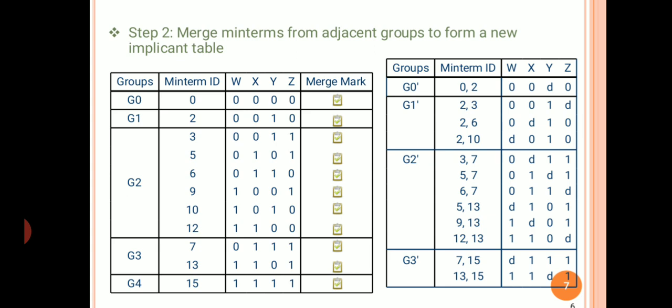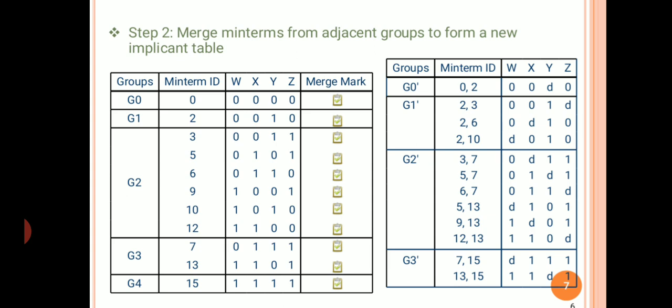So in group G0 dash in the second table, observe D is present at Y. Now in G1, whether there is any term in which D is present at Y? No. So they cannot be grouped together. Keep it as it is. Don't put merge mark. Then compare G1 with G2. That is 2, 3 is compared with 3, 7. 2, 3 is compared with 5, 7. 2, 3 is compared with 6, 7, and so on.